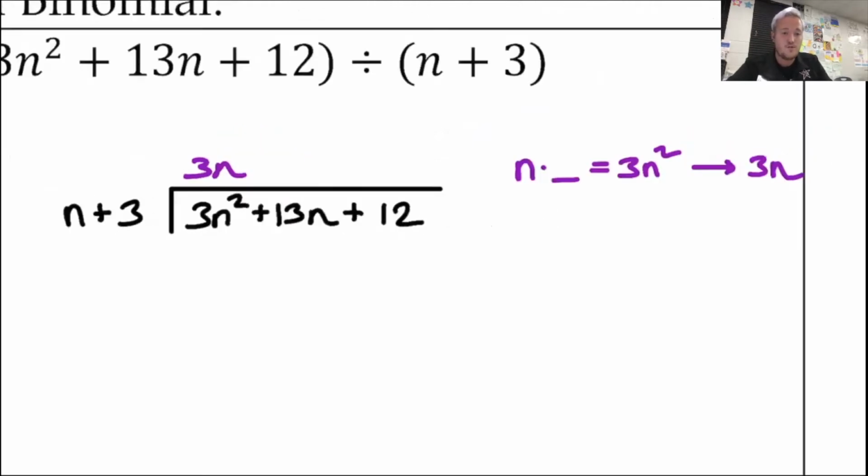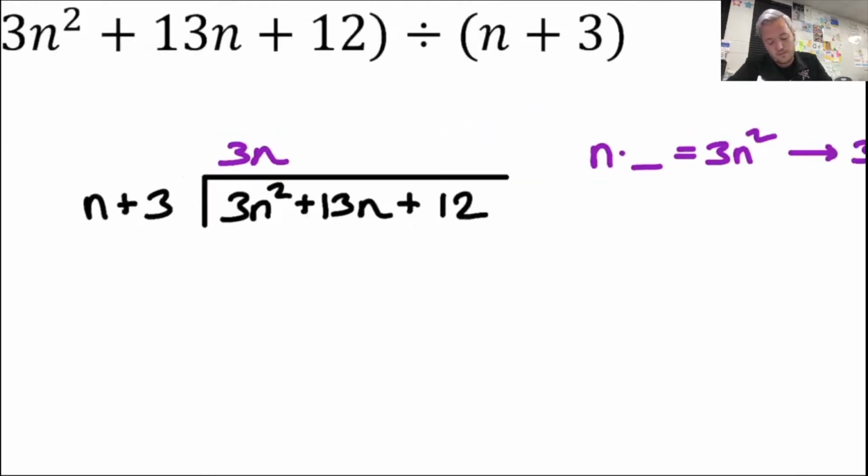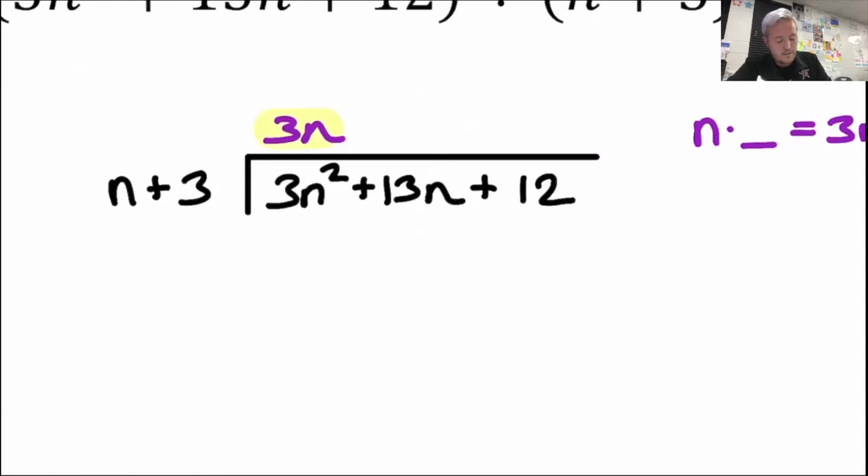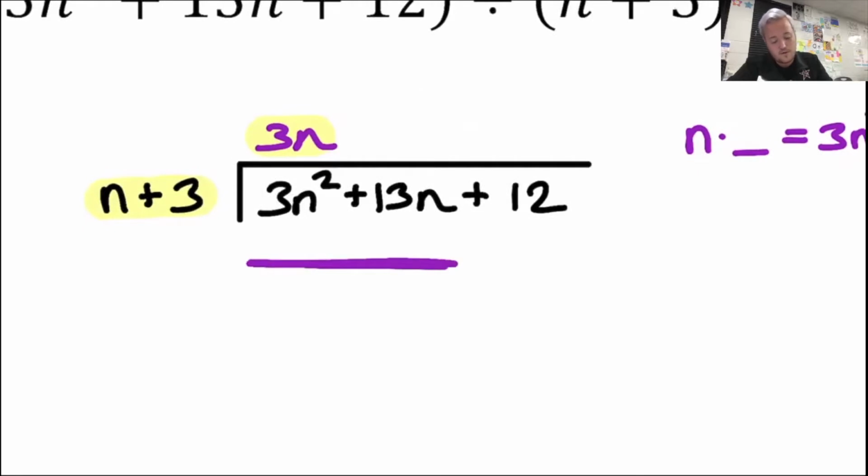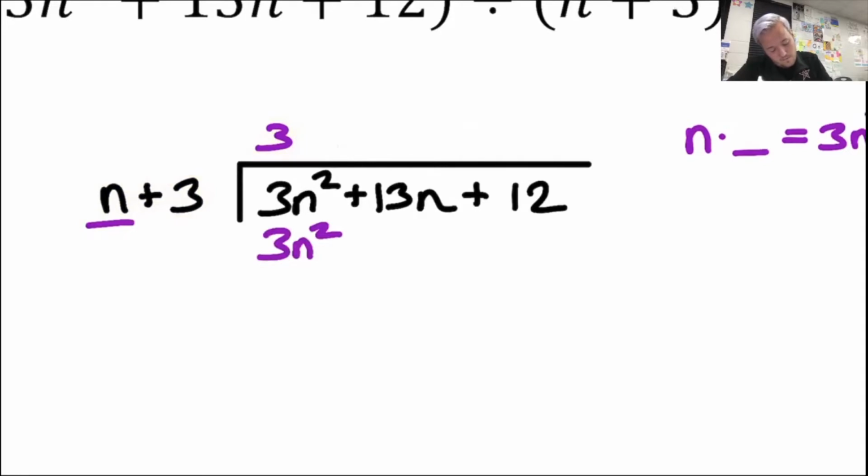Now I want to multiply 3n times n plus 3, and write it underneath right here. So I'm going to do 3n times n, that gives you 3n squared. Oh my gosh. So we're going to have 3n squared, and then 3n times 3, which gives you 9n.